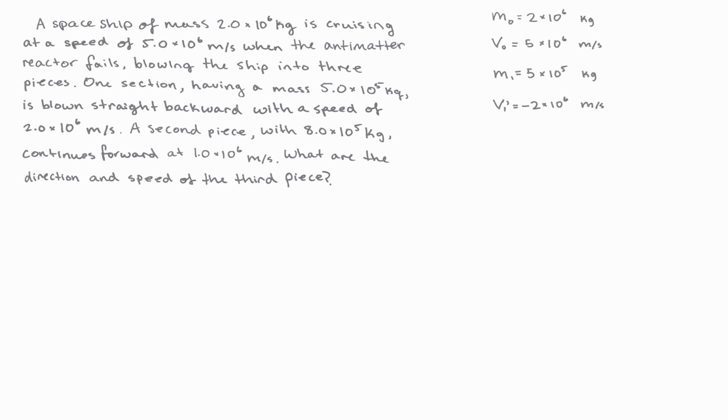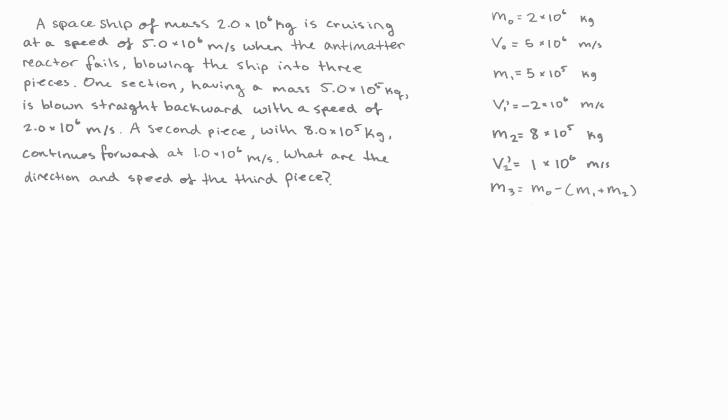We have the mass of the first piece and the velocity of the first piece after the explosion, denoted by the prime. It's negative because in the question it says it is blown straight backwards. We have the mass of the second piece and the velocity of it after the explosion. And for the mass of the third, we're not given the mass of the third piece.